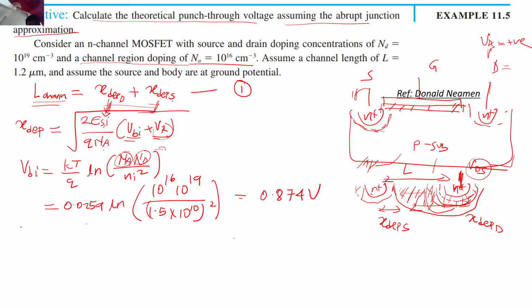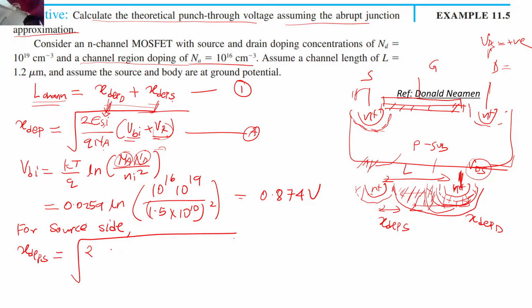Now coming to the source side. Why am I checking the source side? Because I don't have to apply any bias over there. So let's quickly calculate the X depletion at the source side. For this case, VR is 0. VR is 0, right? I'm going to use the same formula. Look at the formula number here. I will be using the same formula by just substituting VR as 0, right?